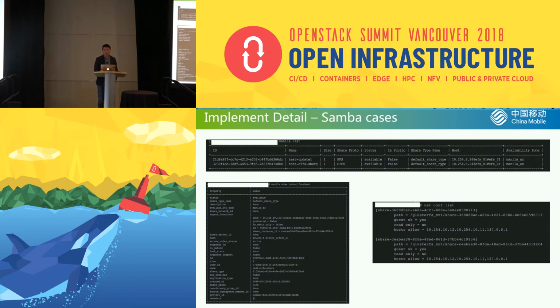Some screenshots of the Samba driver. The Samba driver will go online in June. By the way, we hope to push the Samba driver to the community.